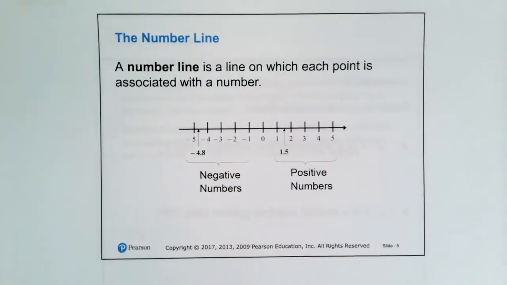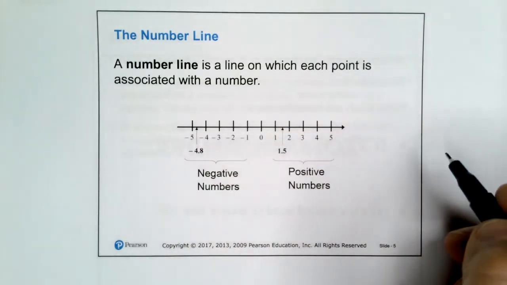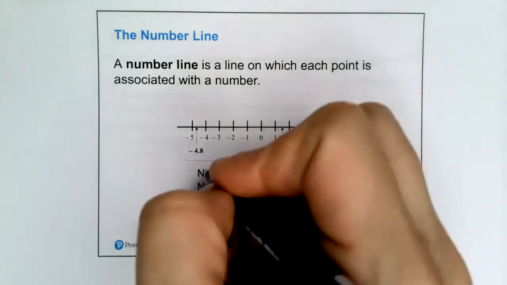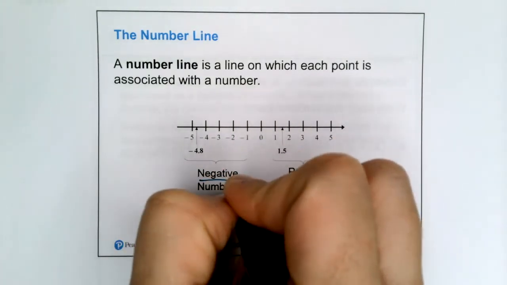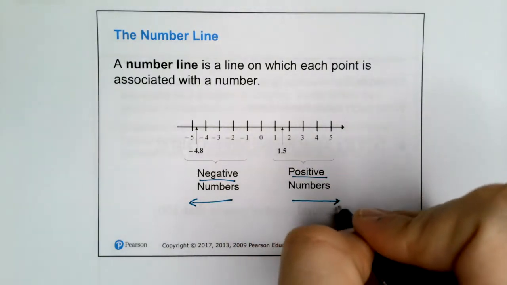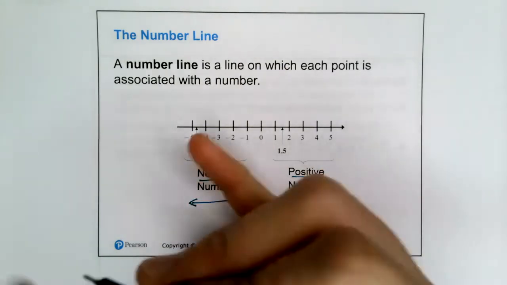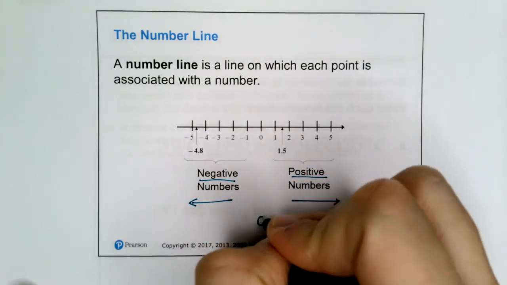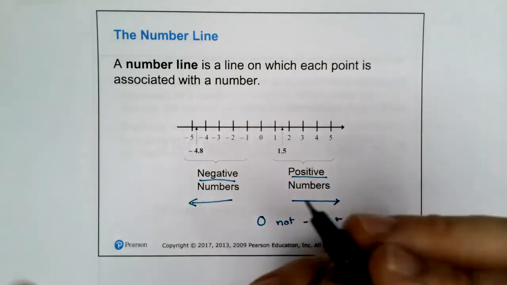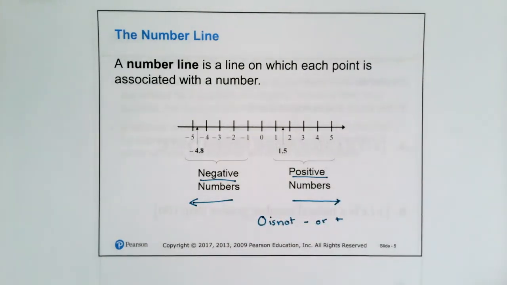Ooh, already on the number line. All right, this is a number line. A number line is a line on which each point is associated with a number. Any number you can imagine is on this number line, right? The numbers going this direction are always negative, and as you go this direction, they become positive, or they go higher, right? And here they go lower. So we have negative numbers to the left, positive numbers to the right, and between them is 0, which is not negative or positive. It's just 0.